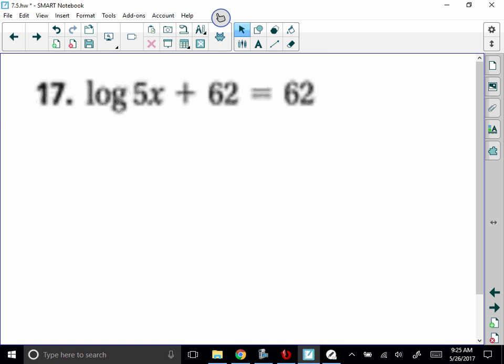Yeah. I really like this problem. This problem makes me like math.